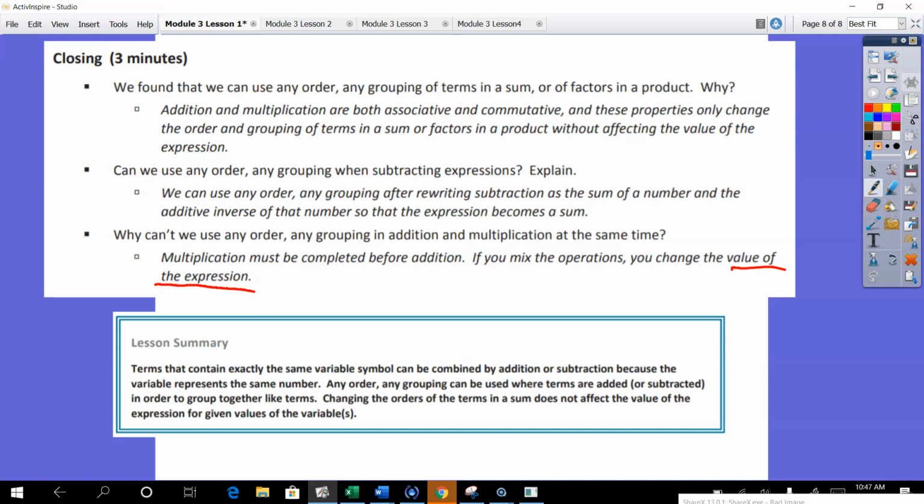Okay, so you have your lesson summary that kind of sums this up. Terms that contain exactly the same variable symbol can be combined by addition or subtraction because the variable represents the same number. So if they had the same variable, you could combine them. Any order, any grouping can be used where terms are added or subtracted, but you have to change your subtraction to addition to group them together differently, and it does not affect the sum of the expression. And that is it.